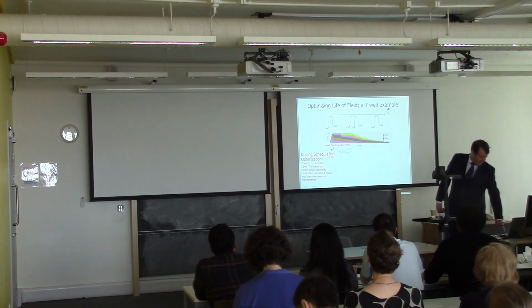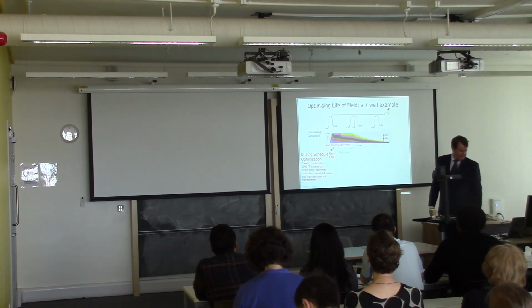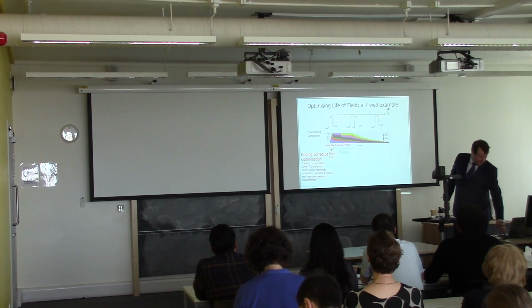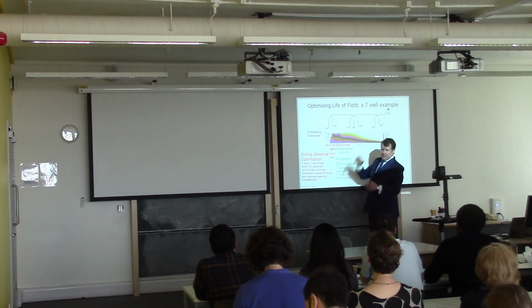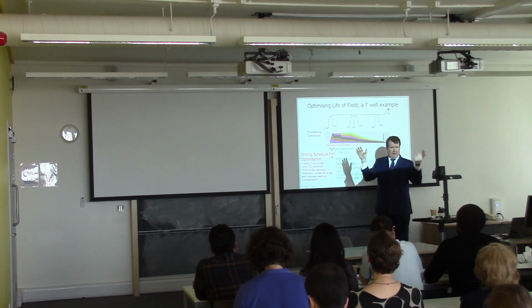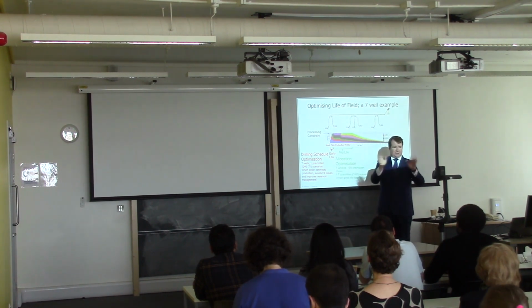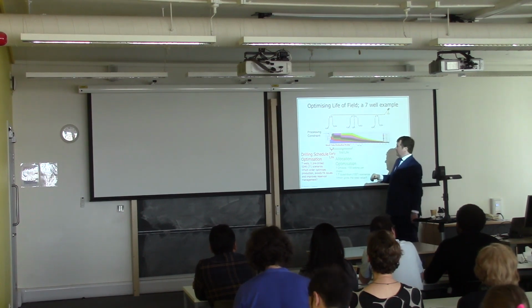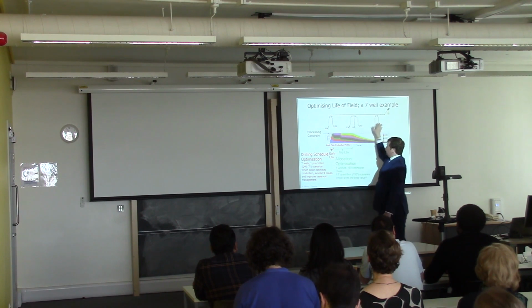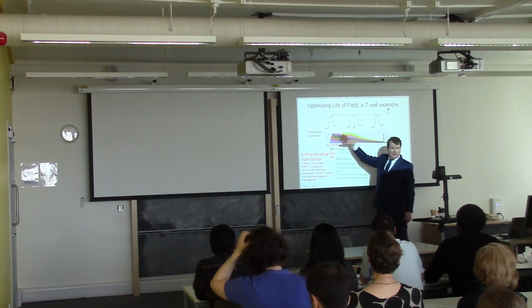It gets worse because in what I'm calling midlife, where I've hit the processing constraint, if I open up all these chokes, I can produce a lot more than 60,000 barrels a day, but I don't want that. I can't do that. Contractual reasons or whatever, some constraint on something. Okay? I only do 60,000 barrels a day. So I have to choke back these 7 wells, but how much do I choke them back?